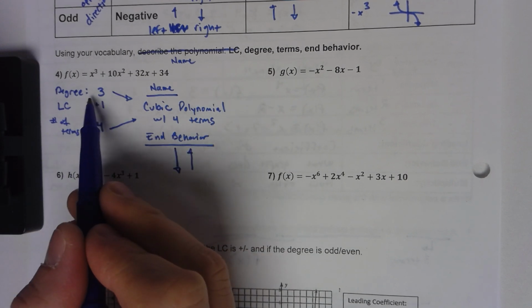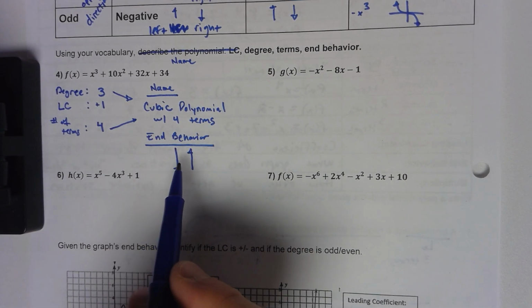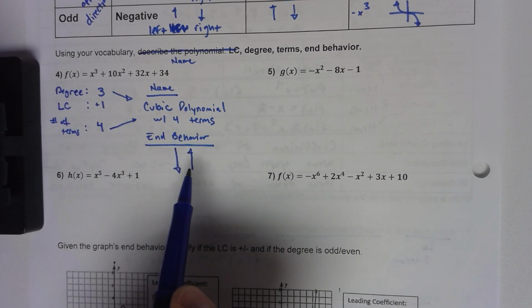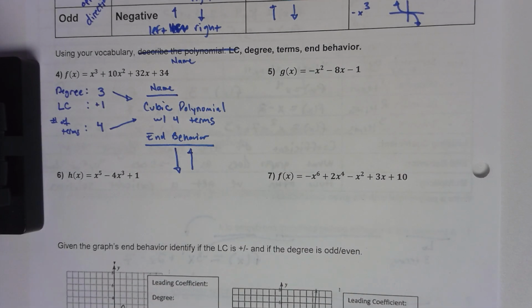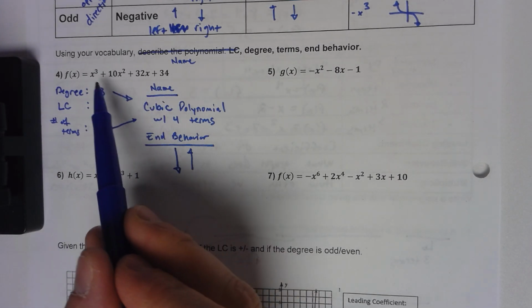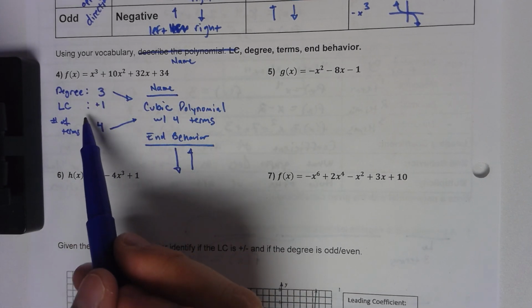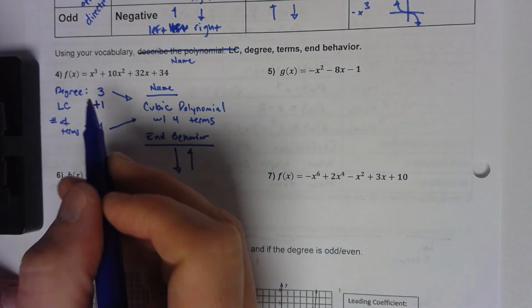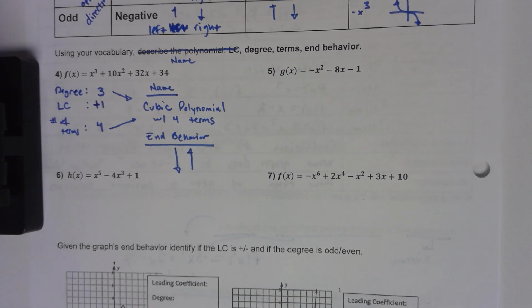So odd degree, the degree is 3, means ends go in opposite directions. Positive leading coefficient tells me the right side is up. How can you tell that the leading coefficient is 3? It's positive 1. It's the number in front of the x cubed. That's a positive. Yeah, that's supposed to be a plus. Yeah, so the leading coefficient, number in front of the highest degree term.